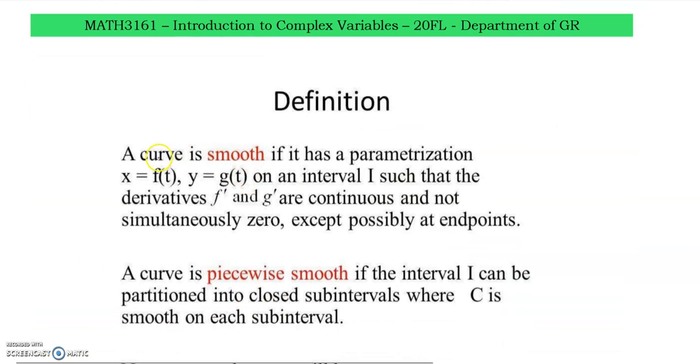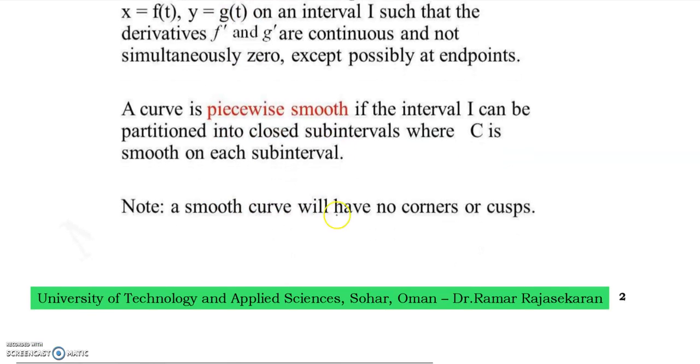You see the definition. A curve is smooth if it has a parameterization x is equal to f of t, y is equal to g of t on an interval I such that the derivatives f dash and g dash are continuous and not simultaneously zero except possibly at endpoints. A curve is piecewise smooth if the interval I can be partitioned into closed subintervals where C is smooth on each subinterval. Note, a smooth curve will have no corners or cusps.